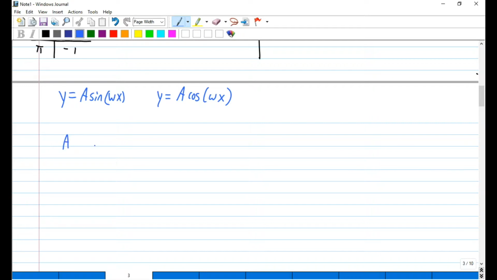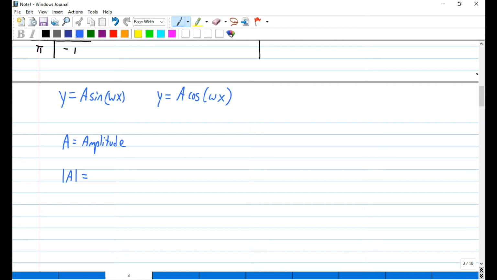That means that this a right here stands for, anybody know? Yeah, amplitude. The way that we calculate the amplitude is by taking the absolute value of a. So when you take the absolute value of whatever is in front of the trig function, that gives you the amplitude of the trig function. Okay?